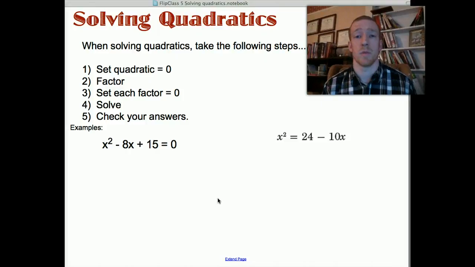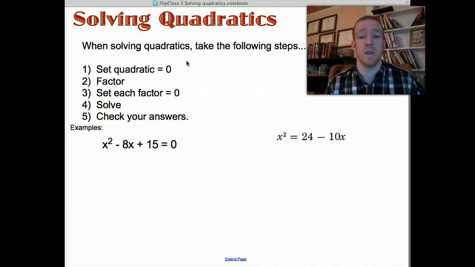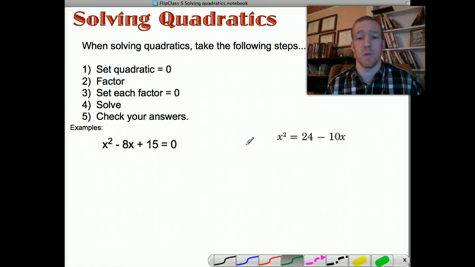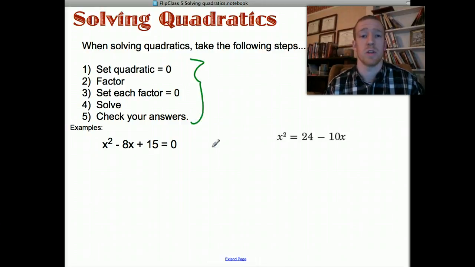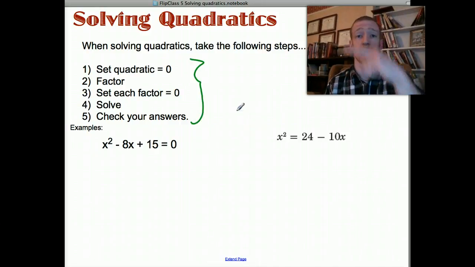Alright, hey guys, we're doing topic 5, class 5, and these steps are very important. We need to do each of these every time. So if you're someone that likes to write down steps, then look at these steps over here and make sure you understand each of them.